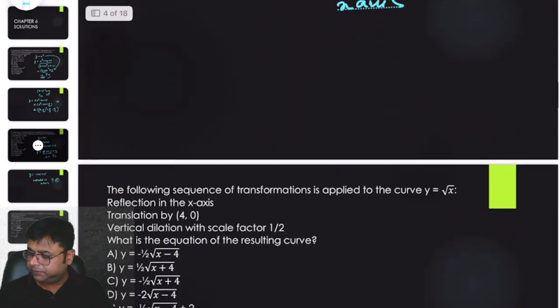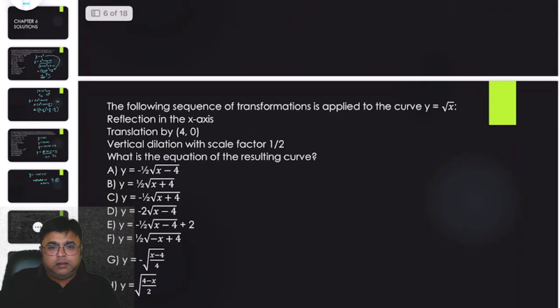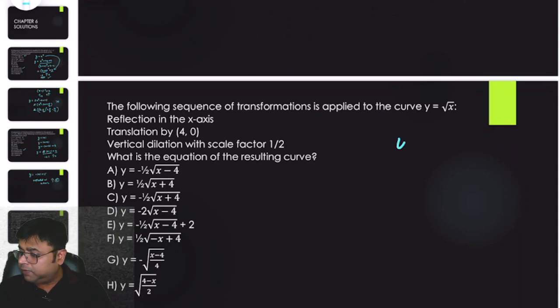Then next. The following sequence of transformations is applied to the curve y equals root of x.